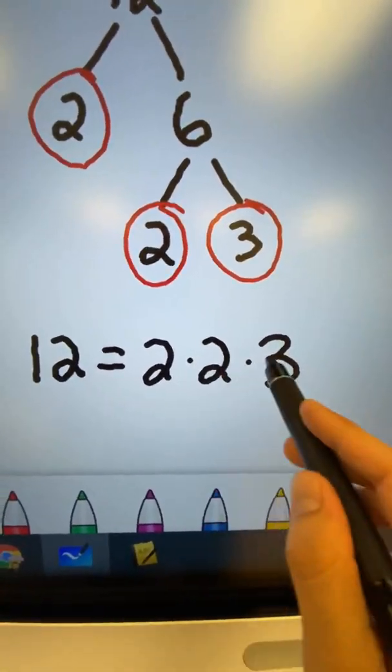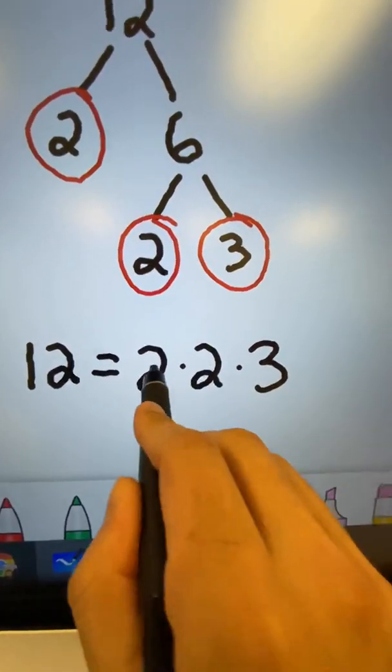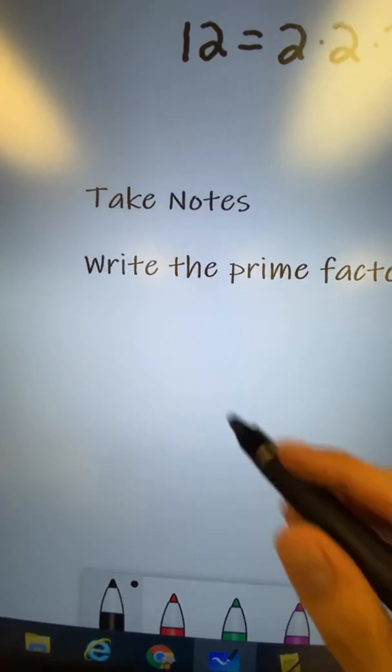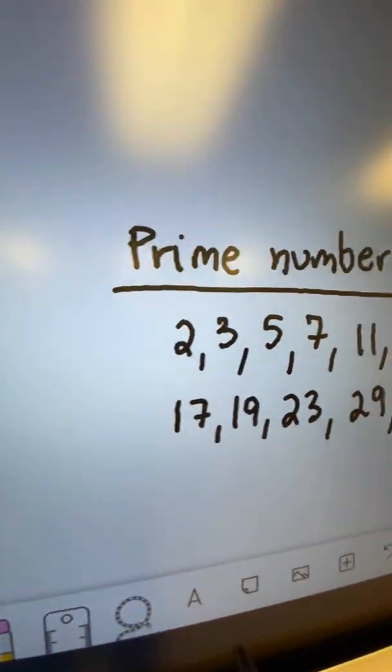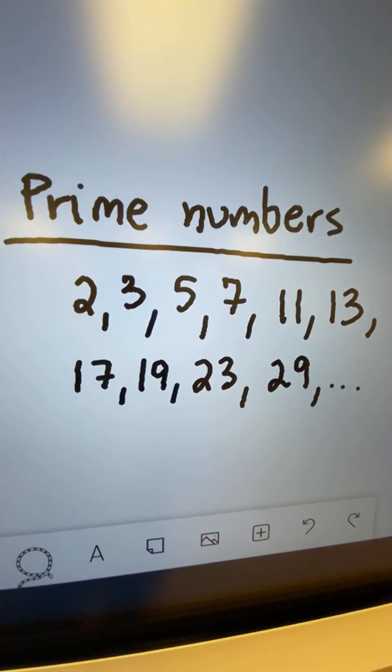So if any of these numbers in your list are not prime, then it's going to be marked incorrect. So make sure your prime factors are only prime numbers. Here's another example. Write the prime factorization of 15. And the same thing, I recommend having your list handy on the side somewhere. Look at your prime numbers so you can use that as a reference.